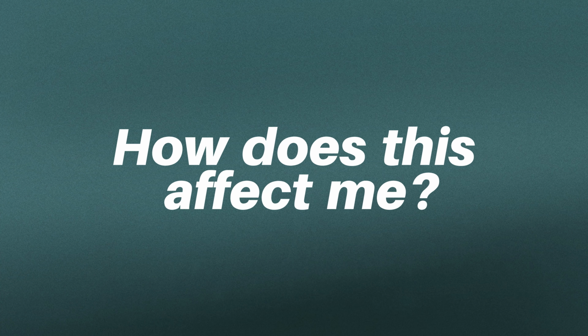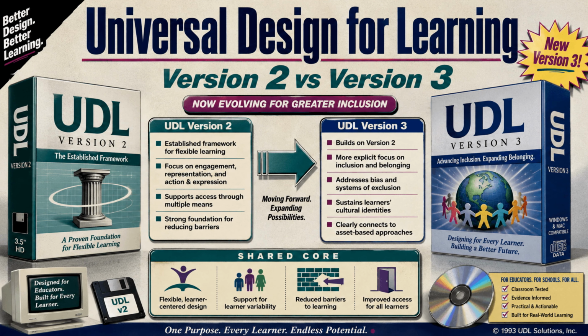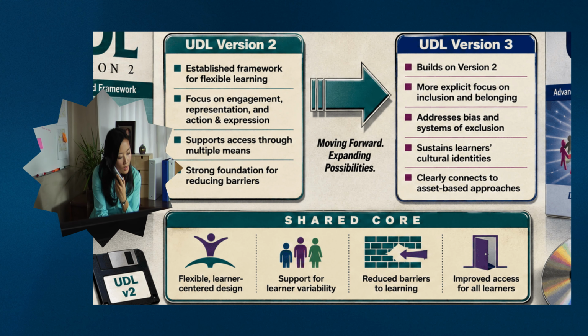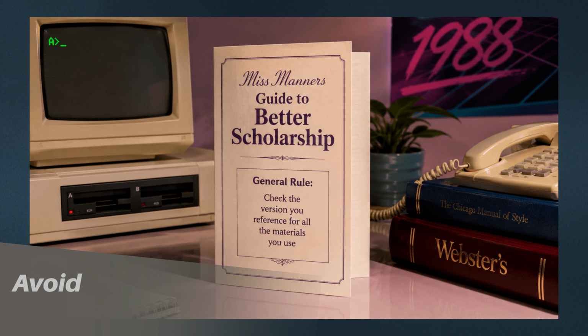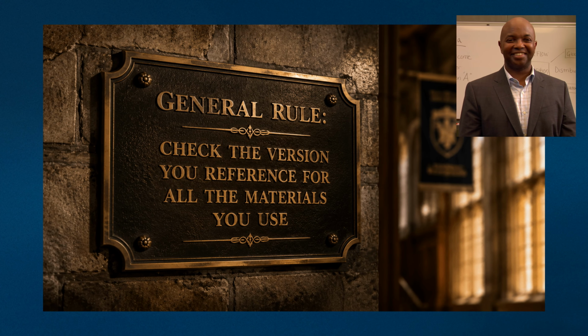How does this affect me? There is some overlap between different versions of the guidelines, and many of the guidelines and criteria remain the same. However, you may still find older versions online that use slightly different language. To help reduce confusion, include the previous names alongside the updated ones. As a general rule, it's a good idea to check which version is being referenced in any material you use.